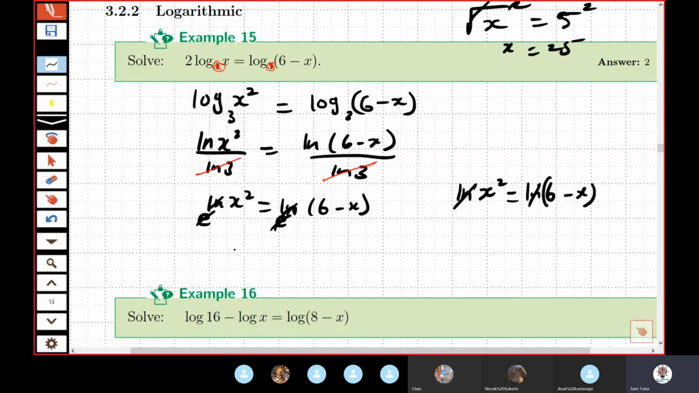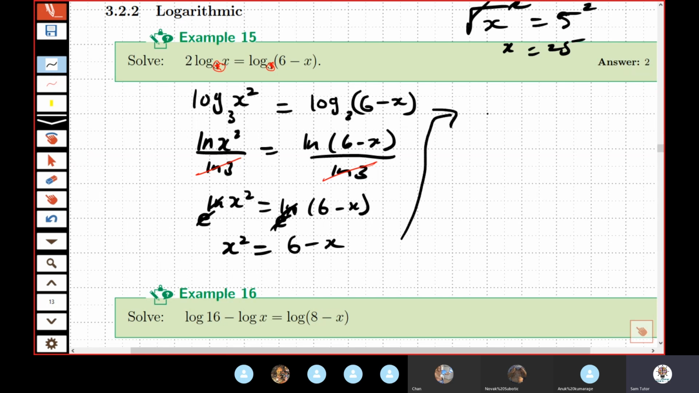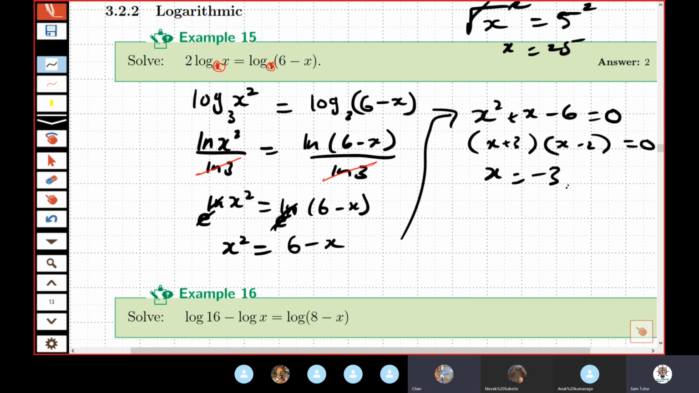All right, Chan, what are you left with? X. So would you bring one side over? Yeah, you would, but just do it slower. So x squared equals 6 take away x, and then bring it over. And that looks pretty familiar, right? Yeah. And then, do you know what the factors are? X plus 3 and x minus 2. Therefore, x equals minus 3 or 2.